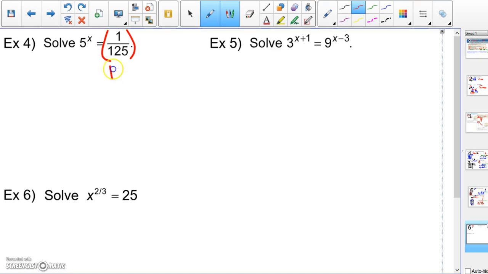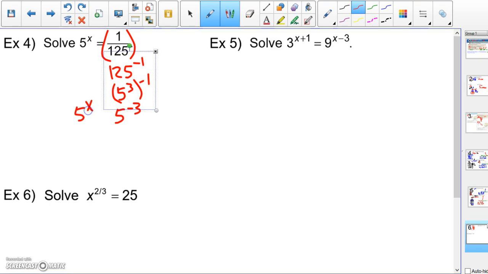You might think of this as 125 to the negative first. But I know 125 is 5 to the third, so really that's like 5 to the third to the negative first, or multiply your exponents, that's 5 to the negative third. If you can jump straight there, be my guest and do that. 1 over 125 is equal to 5 to the negative third.